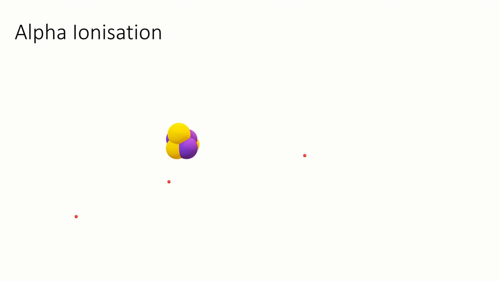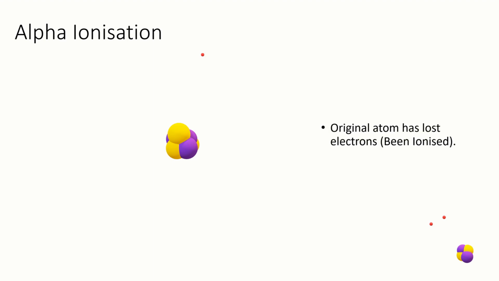So we've got a normal atom here, we've got a nucleus, we've got electrons orbiting round about the outside. When that alpha particle interacts with the atom, the negative electrons are attracted to the positive alpha particle, which can mean they can be stripped away from the atom. The atom's now lost 2 electrons and become positively charged. It's become ionised, it's now an ion.